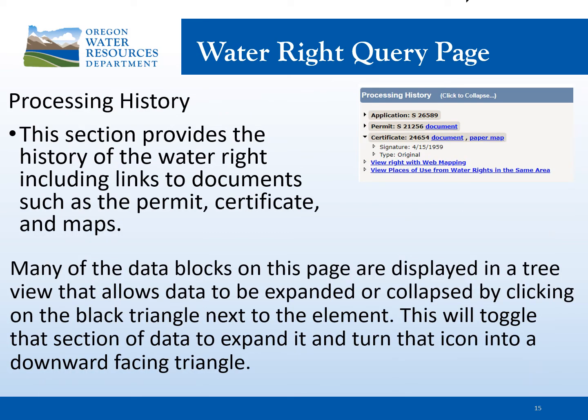The next section is the processing history. In this section, you will be provided the history of the water right. That will include links to documents such as the permit, a permit map, certificate, and certificate map. Many of the data blocks on this page are displayed in a tree-like view that allows data to be expanded or collapsed by simply clicking on the black triangle next to the element. This will toggle that section of data to expand it and turn that icon into a downward-facing triangle. This is evidenced by the triangle adjacent to the certificate notation.